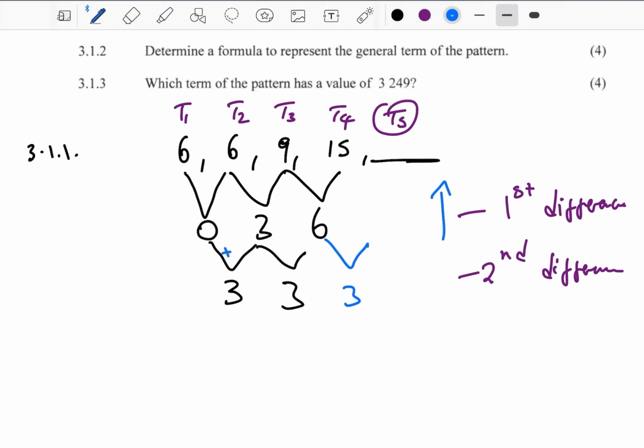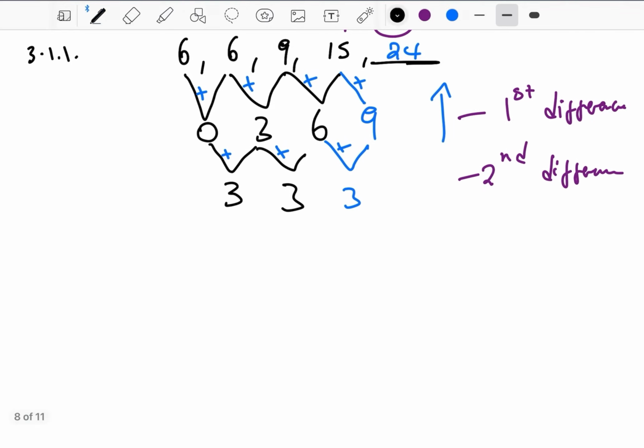0 plus 3, it is 3. 3 plus 3 gives you 6. 6 plus 3 is going to give you 9. And check this out, you can also do the same thing in the first difference. 6 plus 0, that's 6. 6 plus 3, that is 9. 9 plus 6, that's 15. 15 plus 9 is 24. So basically T5 is 24.